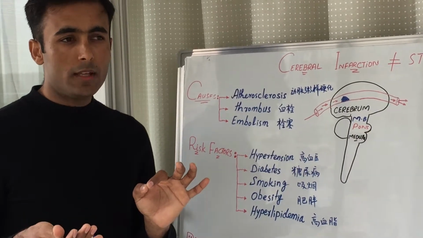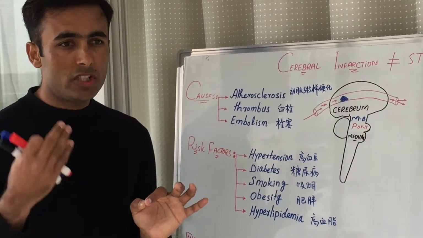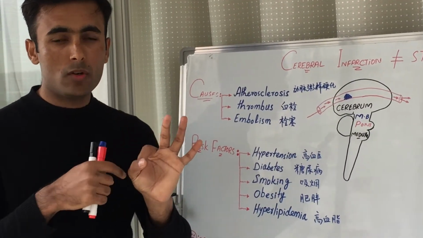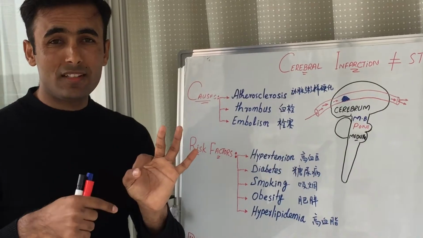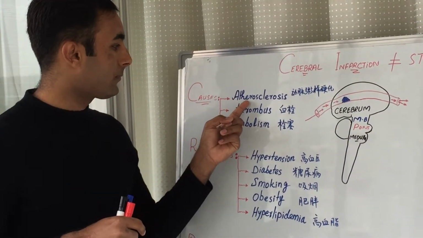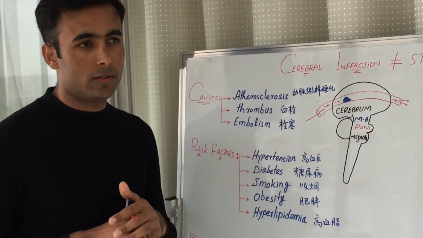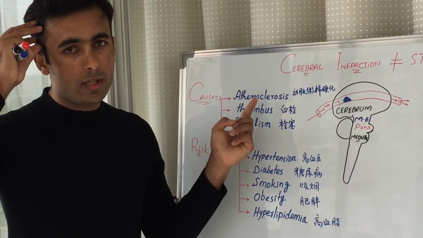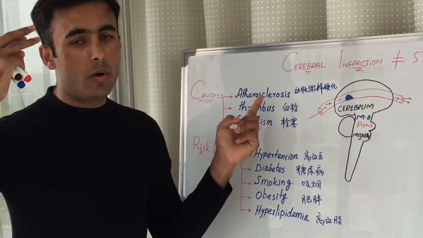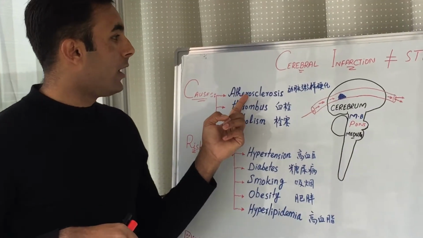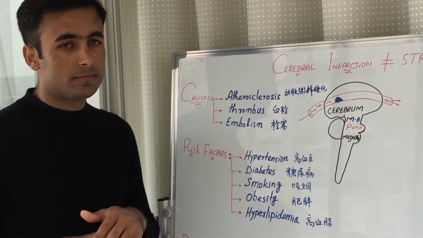What really happens is that when these arteries become stiff, they cannot expand or relax. This stiffness or hardening of the arteries is called atherosclerosis. And when the patient has atherosclerosis in the cerebral arteries, such as the carotid artery or vertebral artery, they have a high chance of developing cerebral infarction.